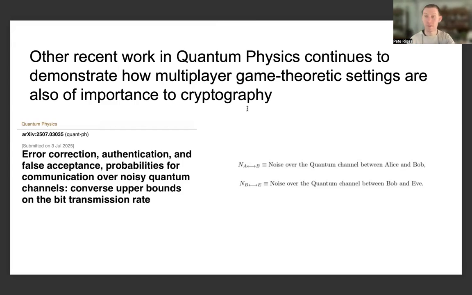And this is again given by my other paper that I put out on the arXiv a couple of weeks ago, that I made a presentation in another series for, which was titled Error Correction, Authentication, and False Acceptance Probabilities for Communication over Noisy Quantum Channels. And pretty much this paper relates to the following two parameters.